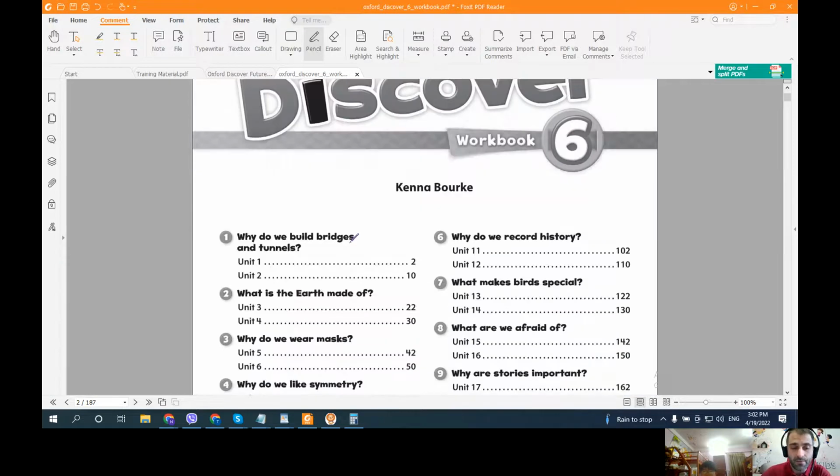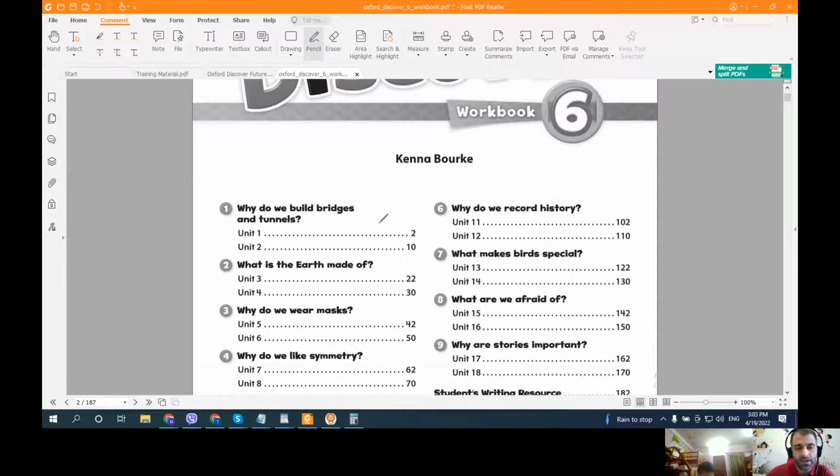Now let's see. Okay, now this is interesting. Okay, so we will start from unit 1 because before we start, we have this question. Now, can you please read question number 1? Number one, why do we build bridges and tunnels? So why do we build bridges and tunnels? Why do we do that?